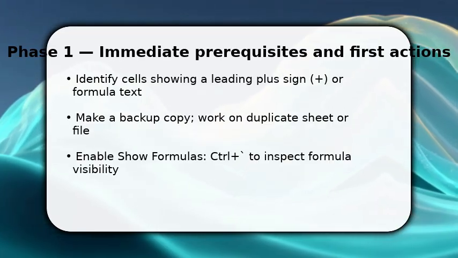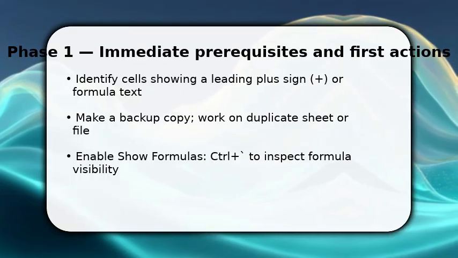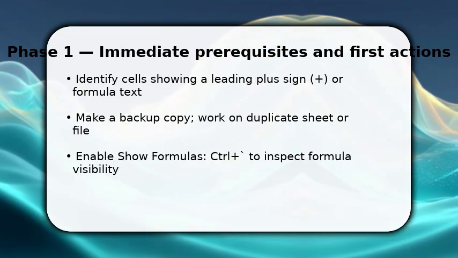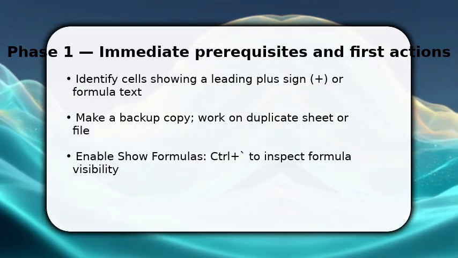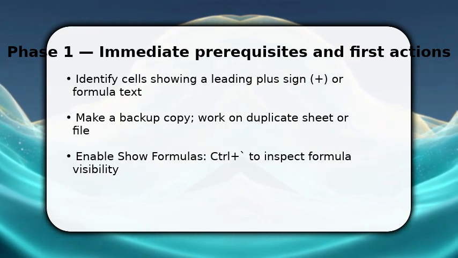Next, toggle Show Formulas with Control+` to see raw entries. This helps you decide if you'll edit text values versus formulas. If entries are text with plus at left, prepare to use Replace or a formula fix. If they're formulas, you'll adjust how Excel interprets them.